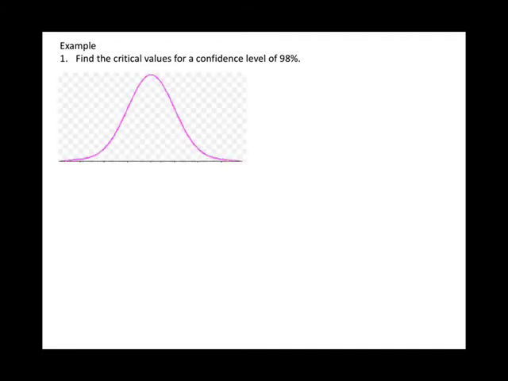Let's try an example. Find the critical values for a confidence level of 98%. So 98%, we assume that will be in the middle here. Okay, 0.98. First, I want you guys to figure out what is the area for each tail. Okay, first figure out what is the area for each tail.